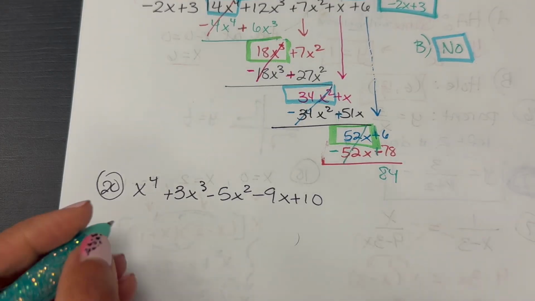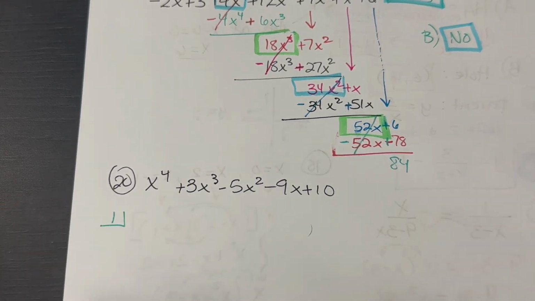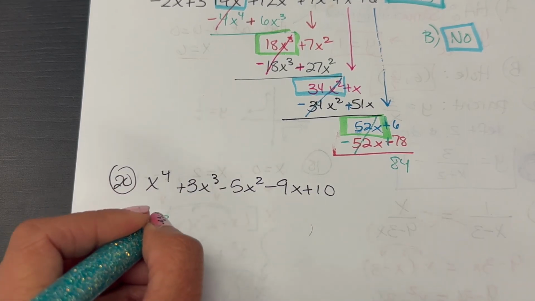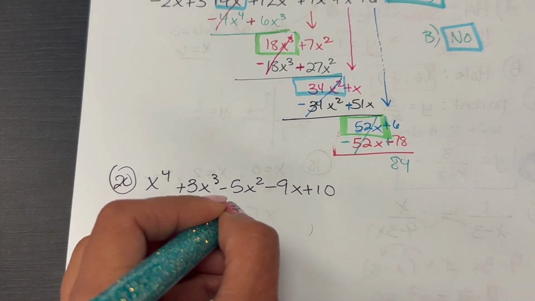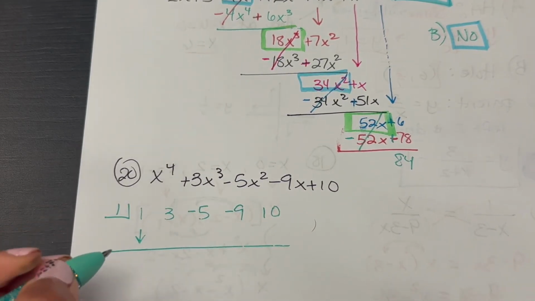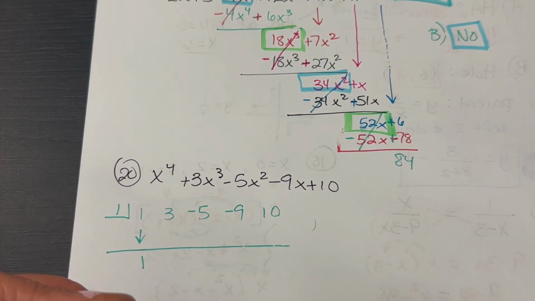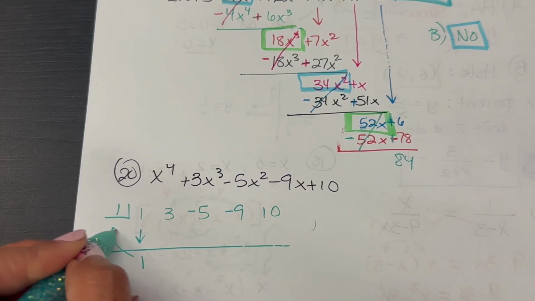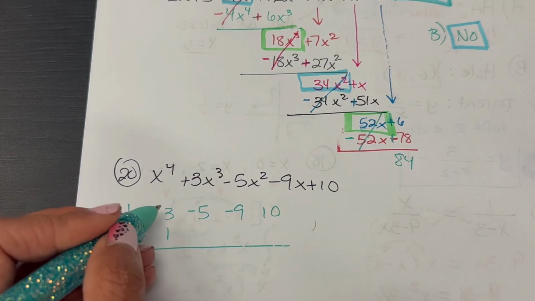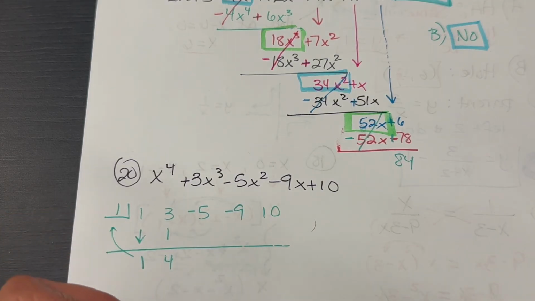Let's start with a +1. We're going to try that using synthetic division in the box. So write down the coefficients, 1, 3, -5, -9, and 10. Bring down the first term, it's a 1, and then you multiply times the number in the box. 1 times 1 is 1. Then you add down, 3 plus 1 is a 4, and then you do it again.